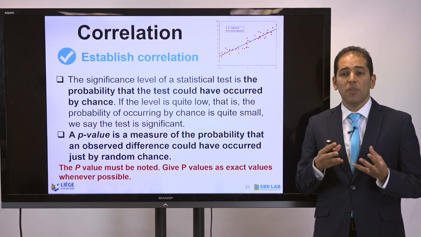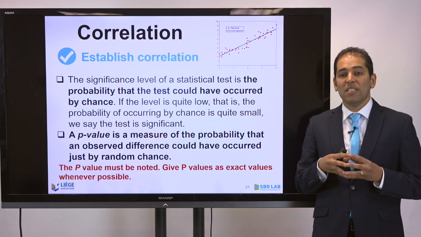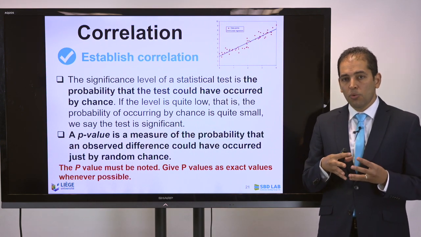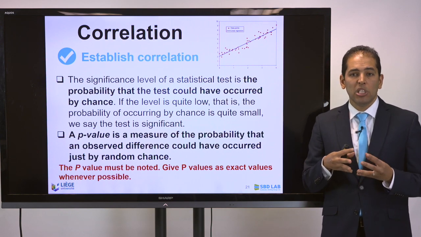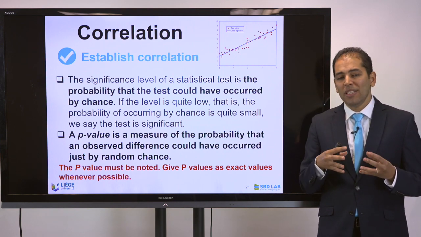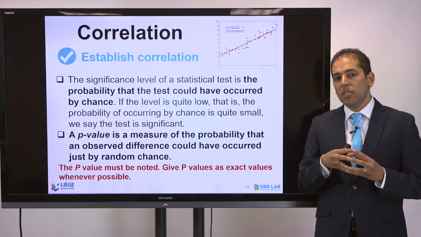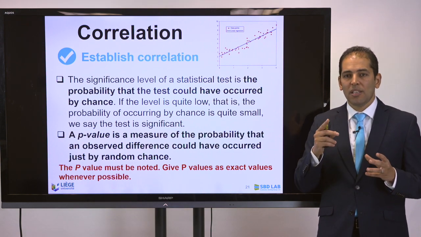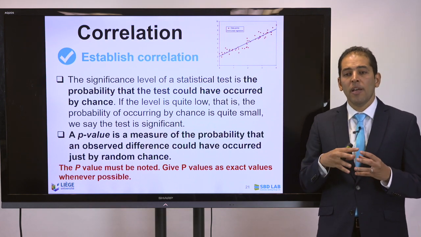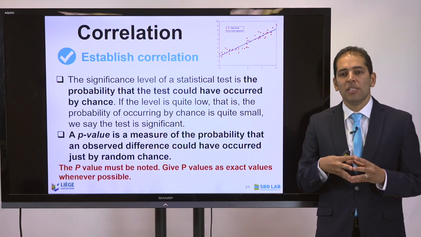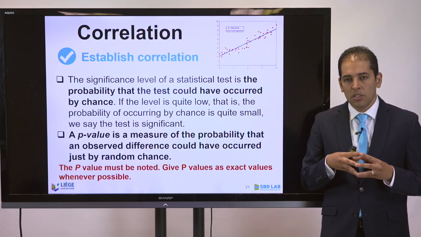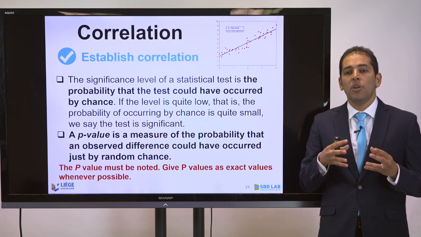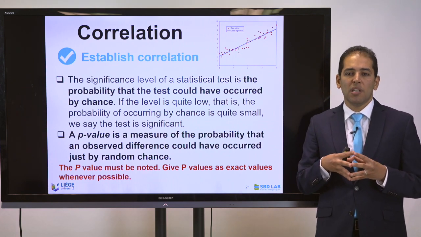Now, the significance level of the statistical test is the probability that the result could have occurred by chance. So therefore, we have to come up with a calculation of the significance level. If the level is quite low, meaning that the probability of occurring by chance is quite small, that is, lower than 0.05. If it's higher than 0.05, the chance of occurrence is high. This means that we most probably have a result by chance.